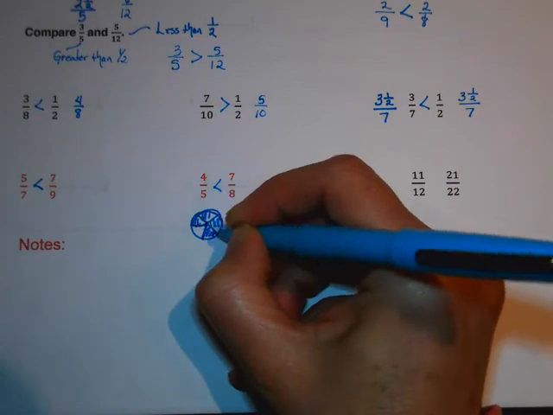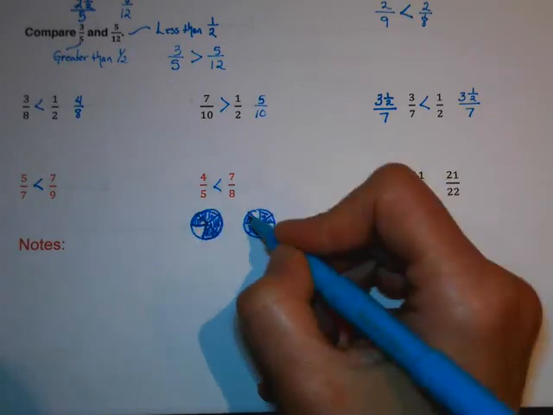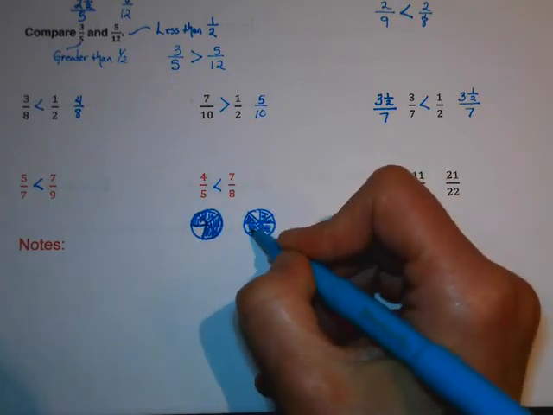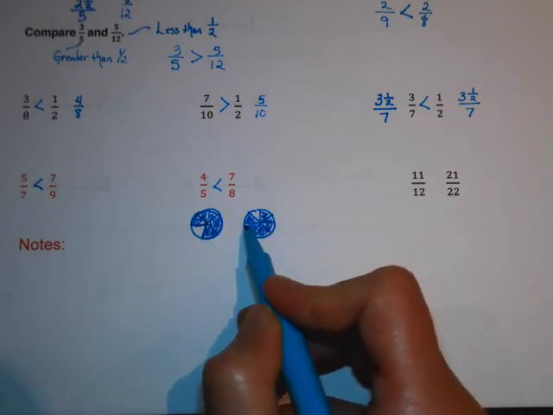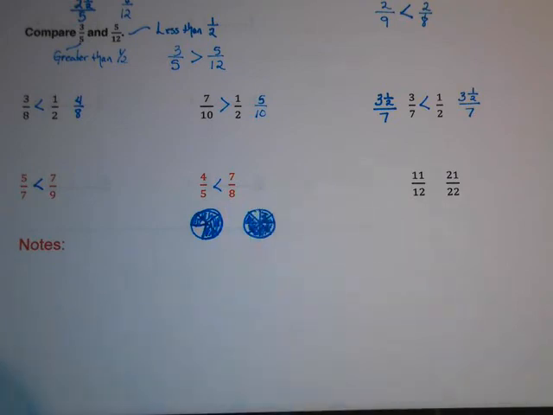Do you see that the missing piece, or the Pac-Man mouth, is much bigger than that missing piece? So this is closer to 1 because the missing piece is small. This is a pretty common explanation in EngageNY. So they look at the missing pieces.